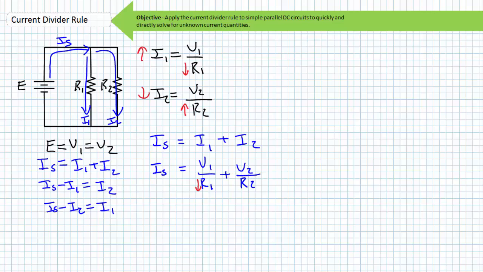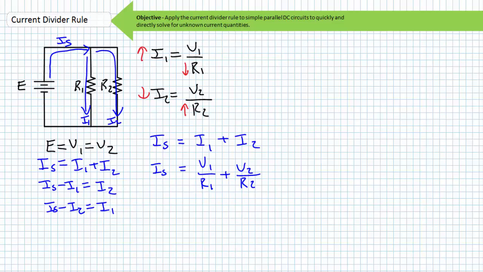If R1 is smaller than R2, I1 will be larger than I2. If R2 is larger than R1, I2 will be smaller than I1. Regardless of how current is divvied up between these two parallel paths, I1 plus I2 still equals our source current. Never more, never less. We'll make use of this important observation in a moment.